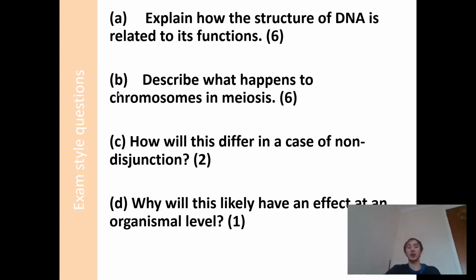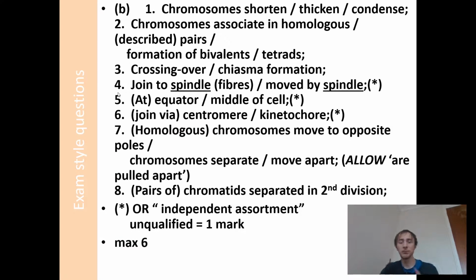Right, so let's have a look at the mark scheme. So describe what happens to chromosomes in meiosis. You need to write down everything you can think of. So, mark scheme. The chromosomes shorten, thicken, condense. That's prophase 1. The chromosomes associate in pairs. You should use the word homologous, but that's fine. And that's the second mark. Or the formation of bivalents, which is the same thing with a fancier word. Third mark, crossing over. Fourth mark, attaching to spindle fibres at the equator of the cell via the centromeres, moving to opposite poles, and then number 8 is effectively the whole of meiosis 2, that the chromatids are separated in the second division.